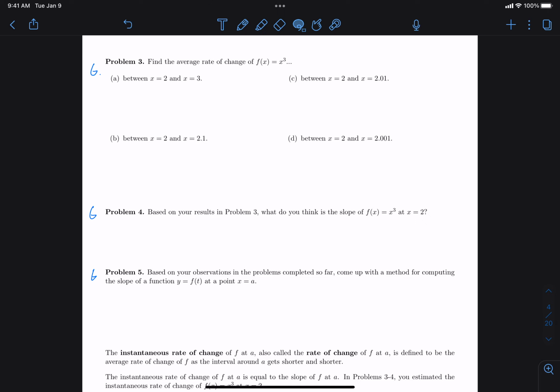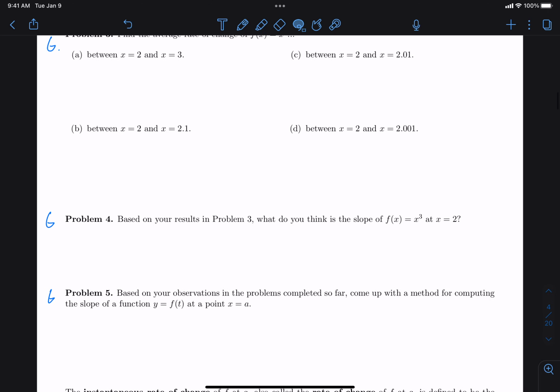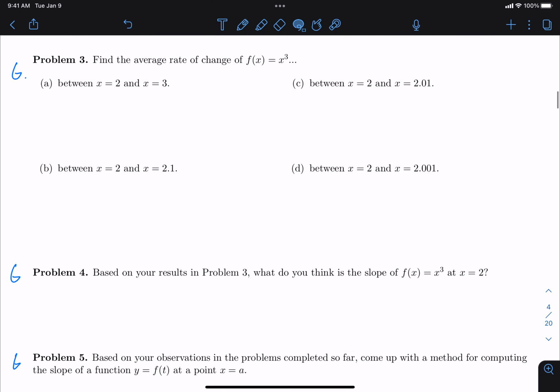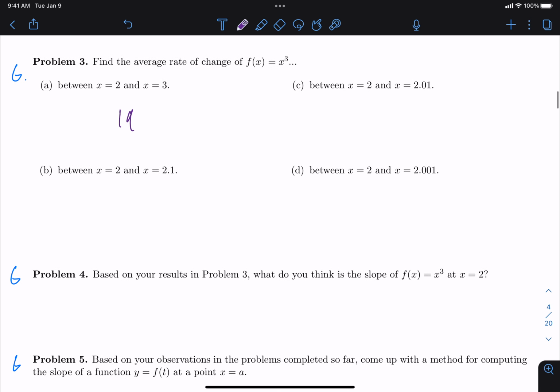Okay, so what is the point of this? Well, let's take a look. We find the average rate of change between 2 and 3. We already did that. We got 19, right? And then if we do part B, what do we get? We just do 2.1 cubed minus 2 cubed all over 2.1 minus 2, right? And if you multiply that out, what do you get? 12.6 or something like that?